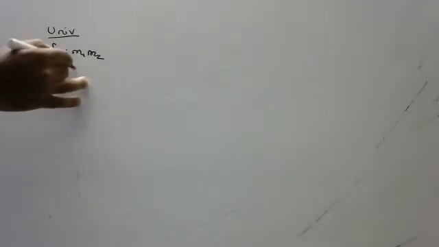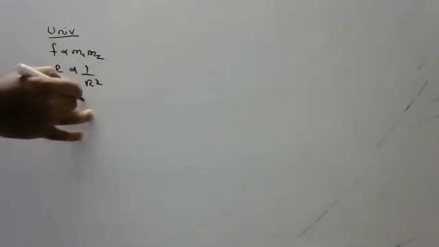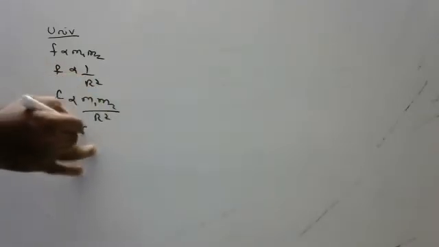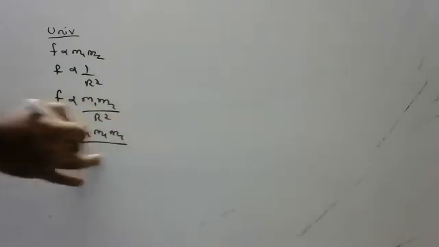So children, I said F is directly proportional to the product of the masses and F is inversely proportional to the square of the distance between them. Combining both the equations, we'll get m1 m2 by r square. I told this in the last class. That's why I'm going a little bit fast. F is equal to G m1 m2 by r square.